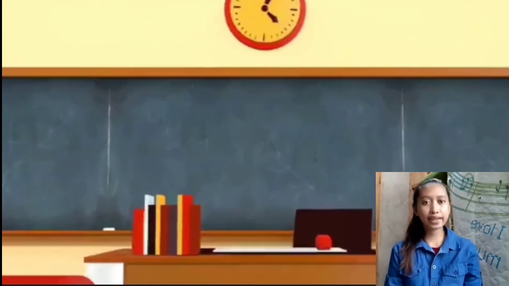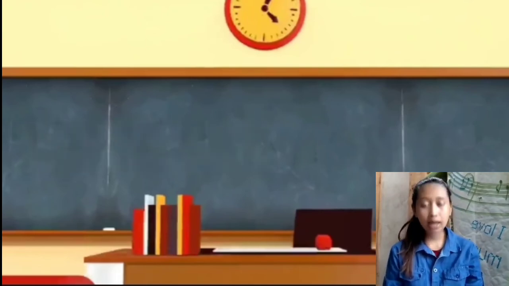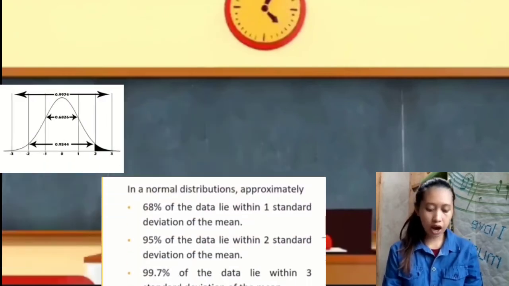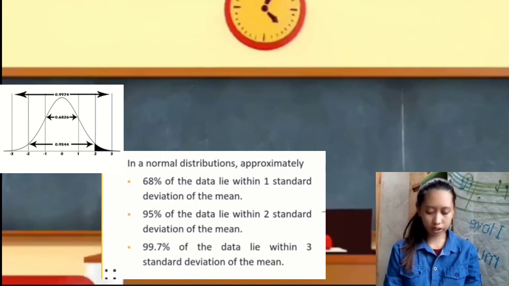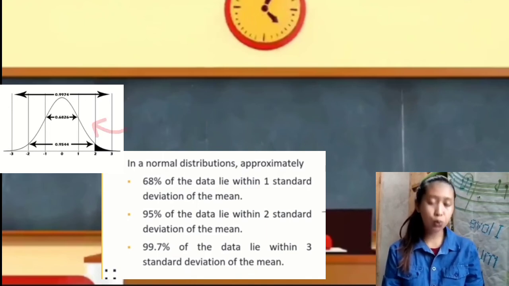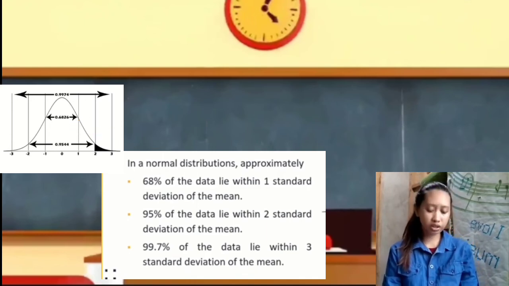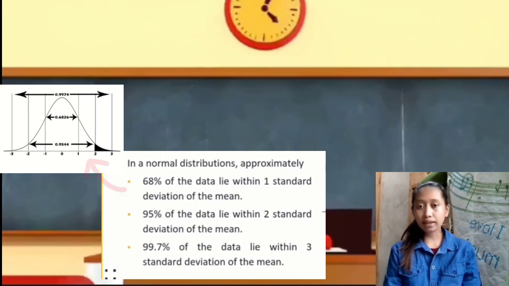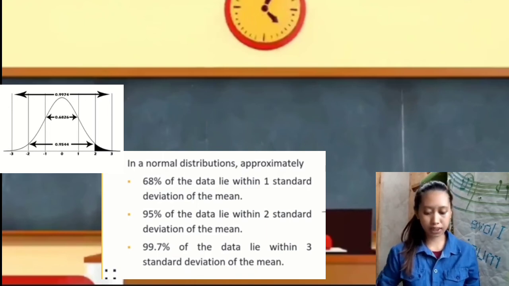We also have what we call the empirical rule for a normal distribution. In a normal distribution, approximately 68% of the data lie within one standard deviation of the mean. Look at the picture. 95% of the data lie within 2 standard deviations of the mean. 99.7% of the data lie within 3 standard deviations of the mean.